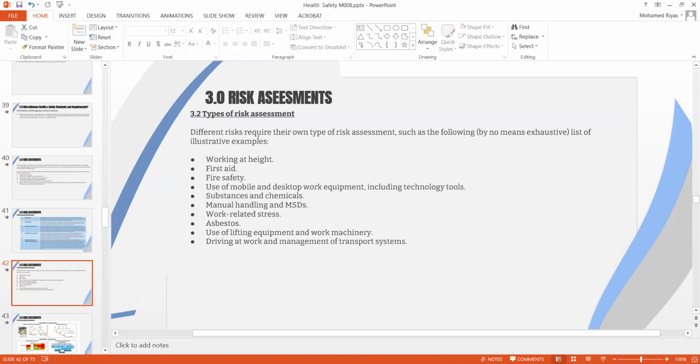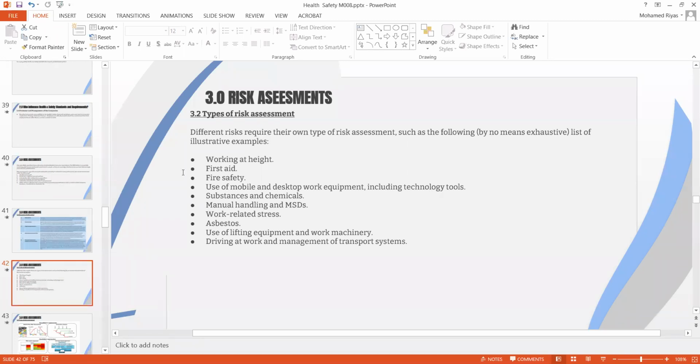For example, working at height, first aid, fire safety, use of mobile, manual handling, asbestos, driving at work, and management, transport. All these categories, just as examples, you cannot cover with one set of risk assessment. You're supposed to have a risk assessment according to the impact and the activity in place.